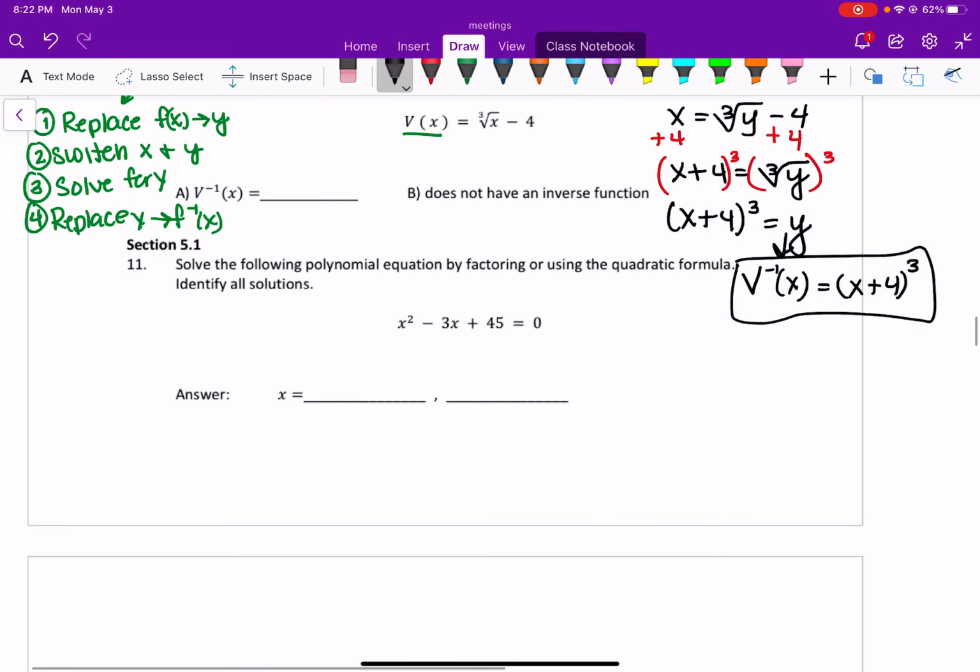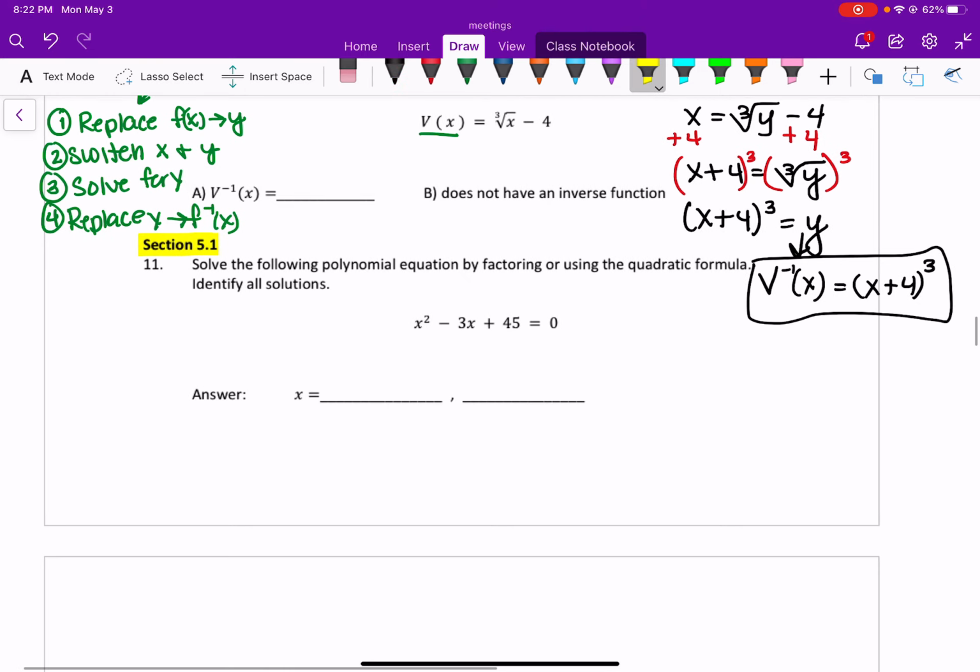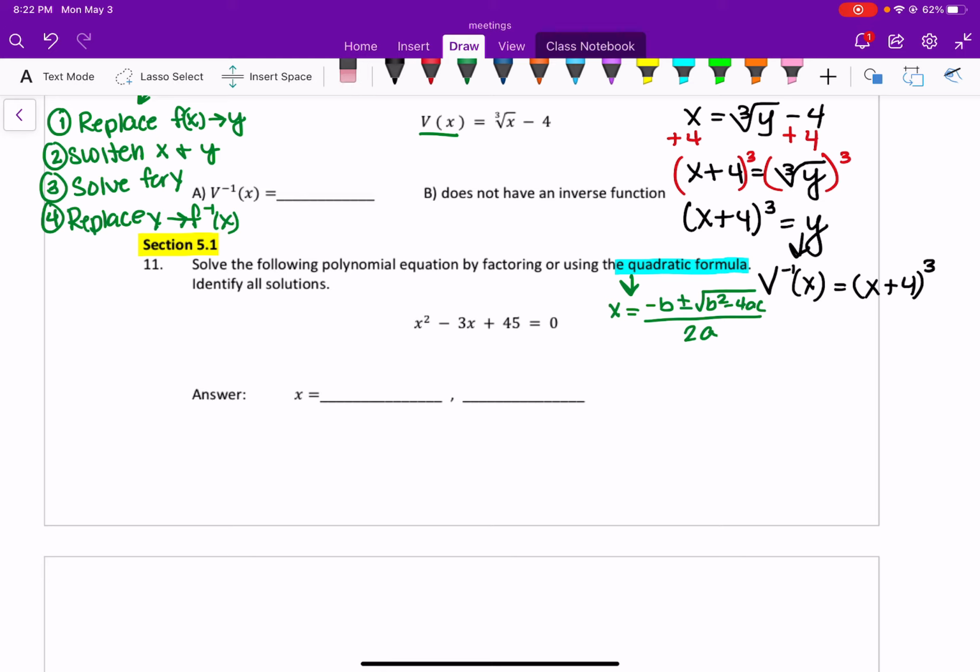All right, so section 5.1, we want to solve by the quadratic formula. It does say factoring on here, but really we want to use the quadratic formula. Again, if you don't remember the quadratic formula, that's going to be x equals negative b plus or minus the square root of b squared minus 4ac all over 2a. And I know we've been using this the whole time, so you probably remember this just fine, just making sure we have it written down somewhere. All right, so for our problem, a is equal to 1, b is equal to negative 3, c is equal to 45.